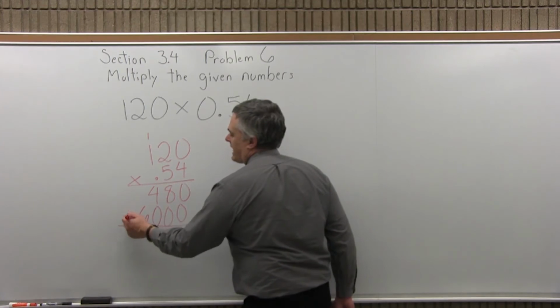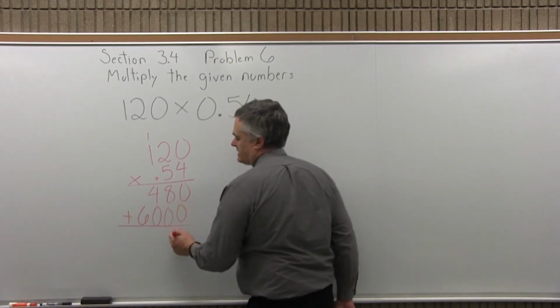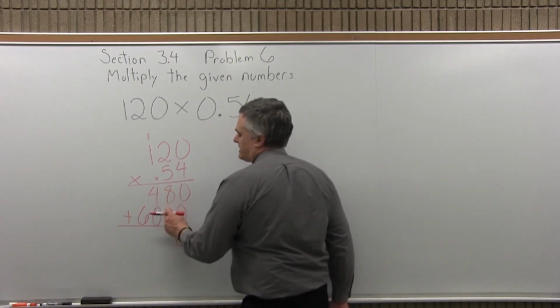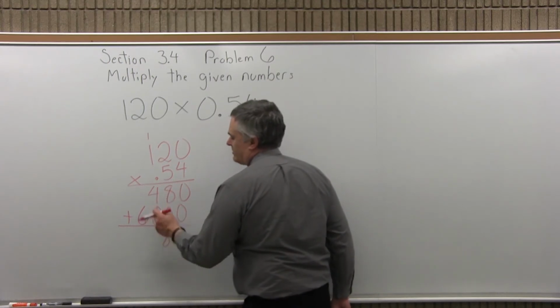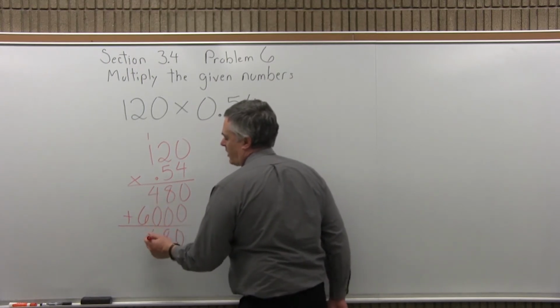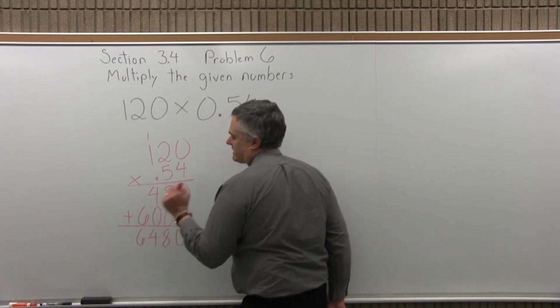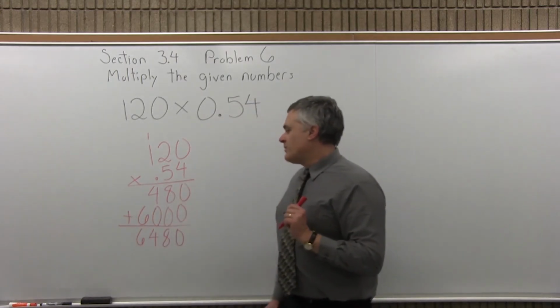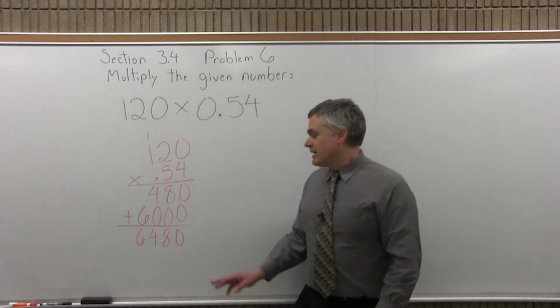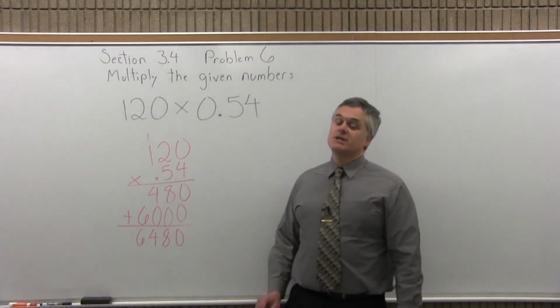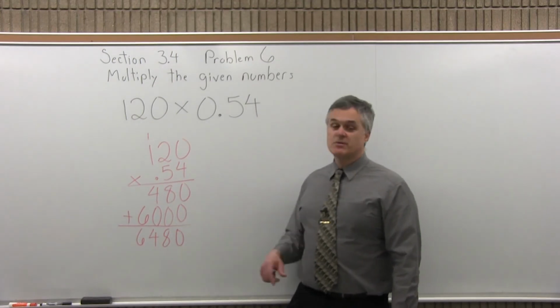And now I'll go ahead and add. 0 plus 0 is 0. 8 plus 0 is 8. 4 plus 0 is 4. Nothing plus 6 is 6. So when I multiply with no decimal, I get an answer of 6,480. But that's really not the answer because I have to put the decimal back.